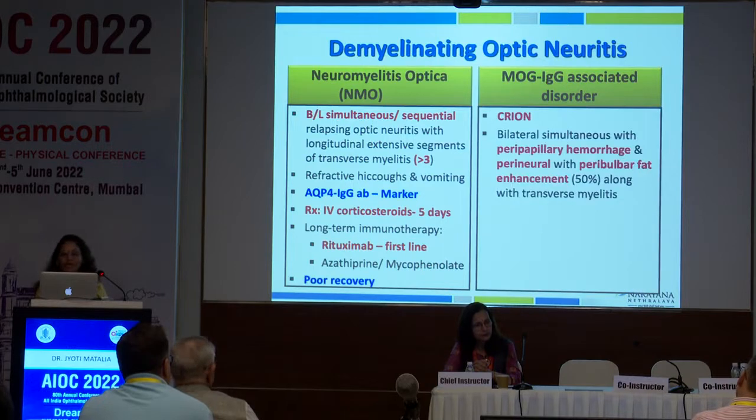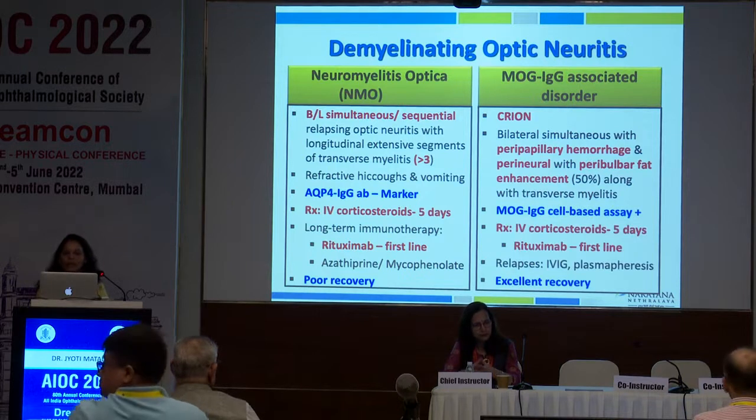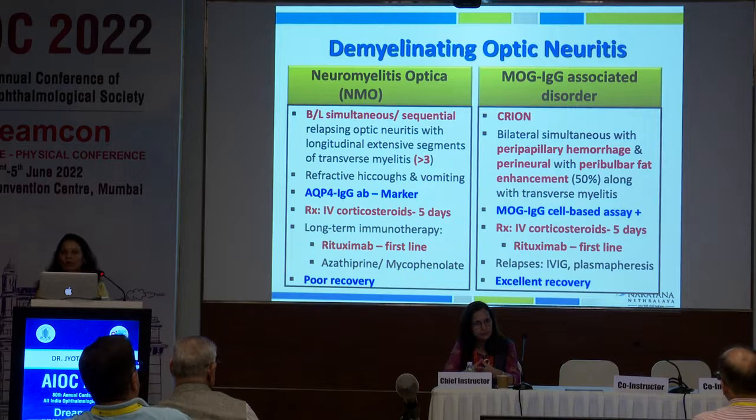Unlike MOG IgG, this we had initially called chronic relapsing inflammatory optic neuritis, bilaterally simultaneous with peripapillary hemorrhage, but interestingly on MRI, the perineural and the peribulbar fat enhancement is seen. The MOG IgG cell-based assay is positive, and treatment remains the same, but with excellent recovery. They do well, but you have to slowly taper the steroids because they are directly related to the steroid dose.